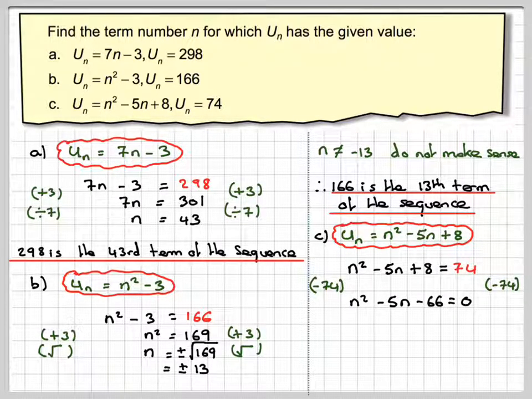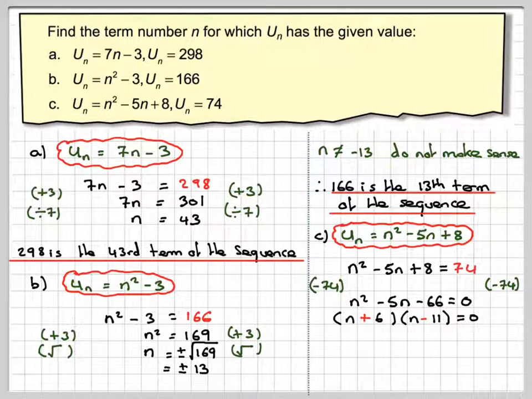Now normally if we're trying to find n for a sequence, then n will be a whole number. So most of these quadratics should factorize quite nicely. So make up a couple of brackets starting with n. What are the factors of 66? Well, 1 and 66. Maybe we can try 6 and 11. We want one to be plus and one to be minus because we want minus 66, but we want minus 5n in the middle. So this one here would have to be negative, and this one here would have to be plus.